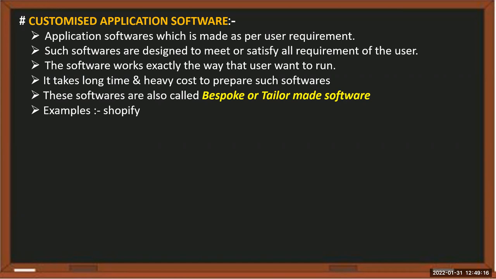The software works exactly the way user wants to run. It takes long time and heavy cost to prepare such softwares, and these softwares are also called bespoke or tailor-made software according to the user. User ne requirement deni hai, mujhe apni particular shop ke liye bilkul aisa hi software chahiye, mujhe ye nahi ki koi bhi billing system nahi chahiye. According to my requirement, mujhe ye enter karna, that is tailor-made software.